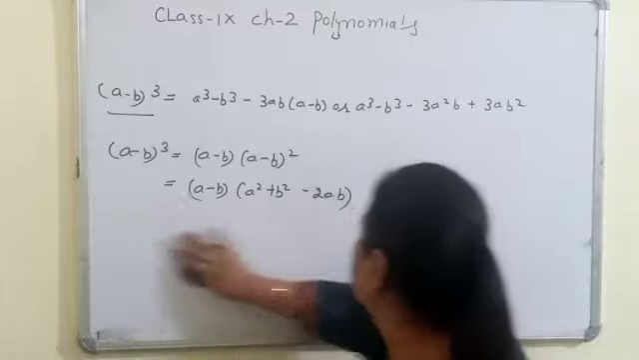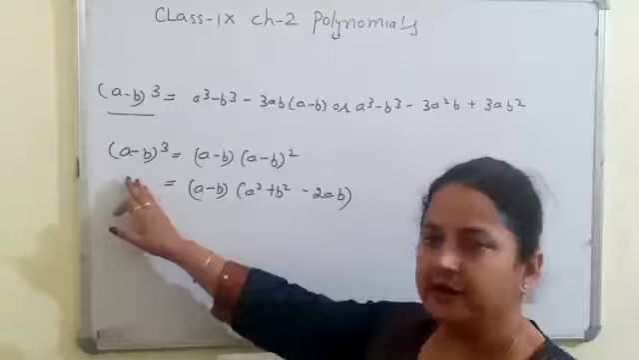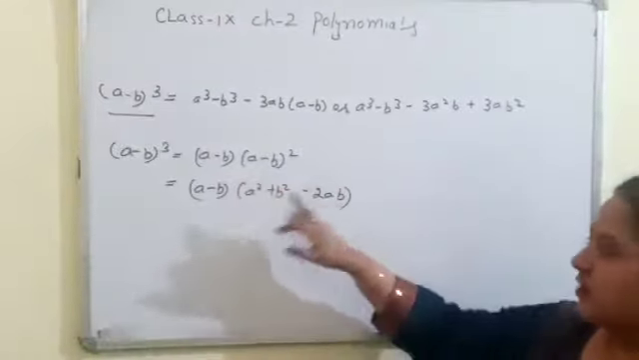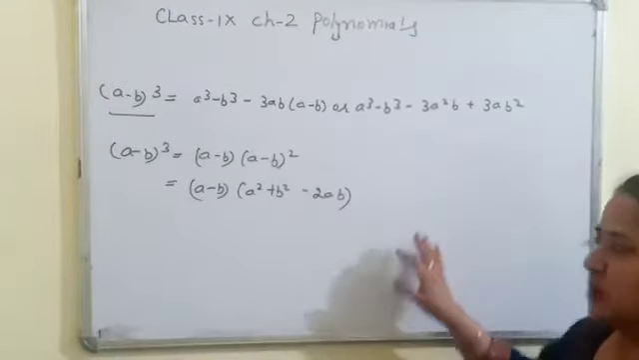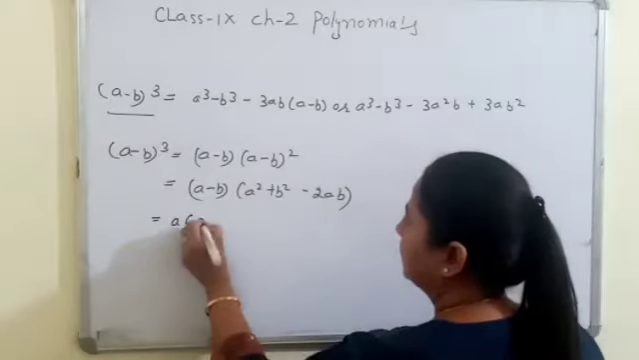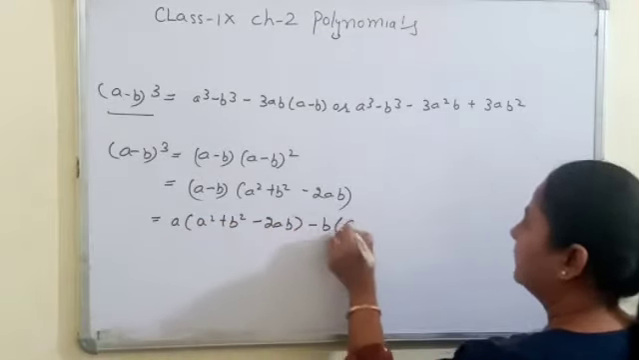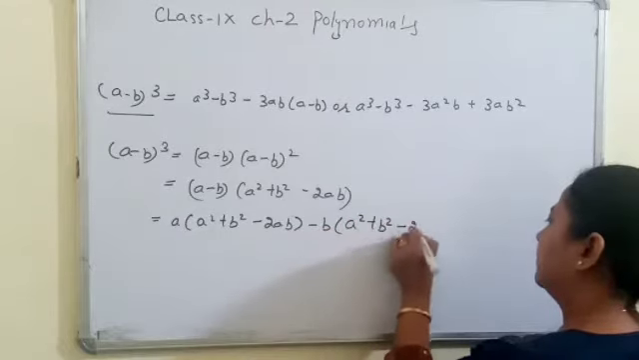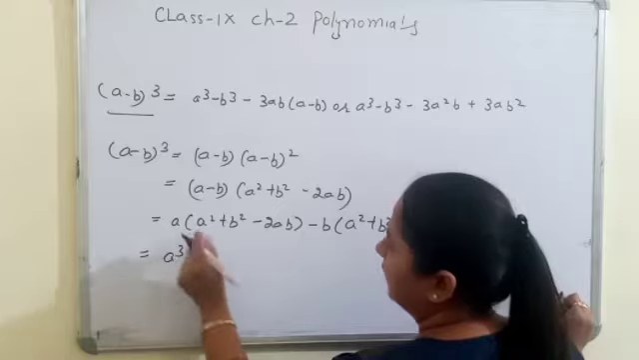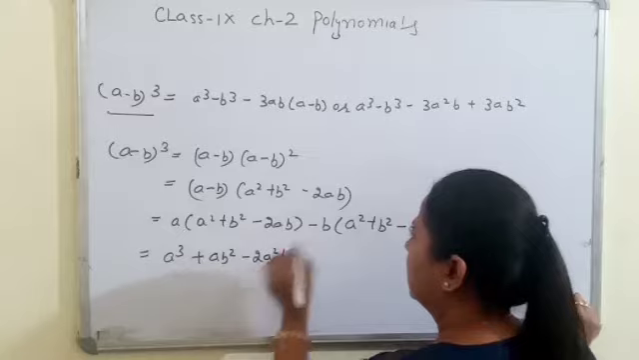As per the first derivation, (a minus b) whole cube we can write as (a minus b) into (a minus b) whole square. And what is (a minus b) whole square? This is a square plus b square minus 2ab. So let's do the multiplication first by a, then by minus b. a square plus b square minus 2ab, minus b (a square plus b square minus 2ab). a cube plus ab square minus 2a square b.